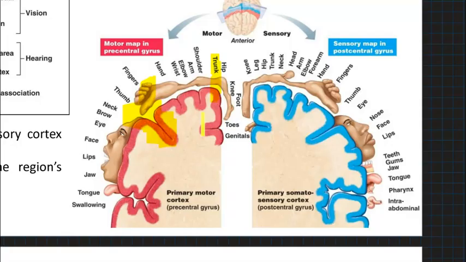You can make fine facial expressions because of the greater chunk of the motor cortex, like here, all of this is your face. A greater chunk of the motor cortex is dedicated to the control of facial muscles. Okay?